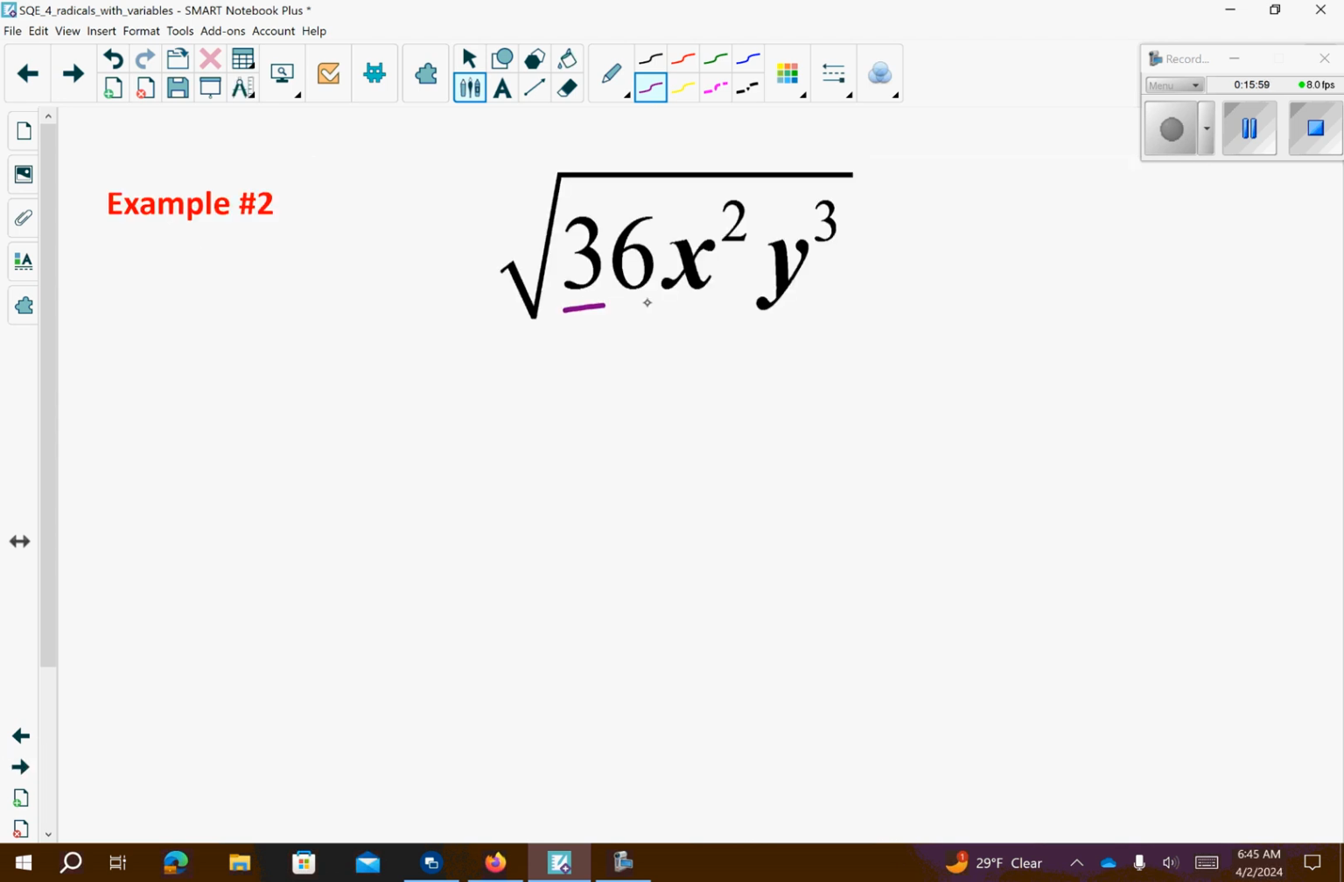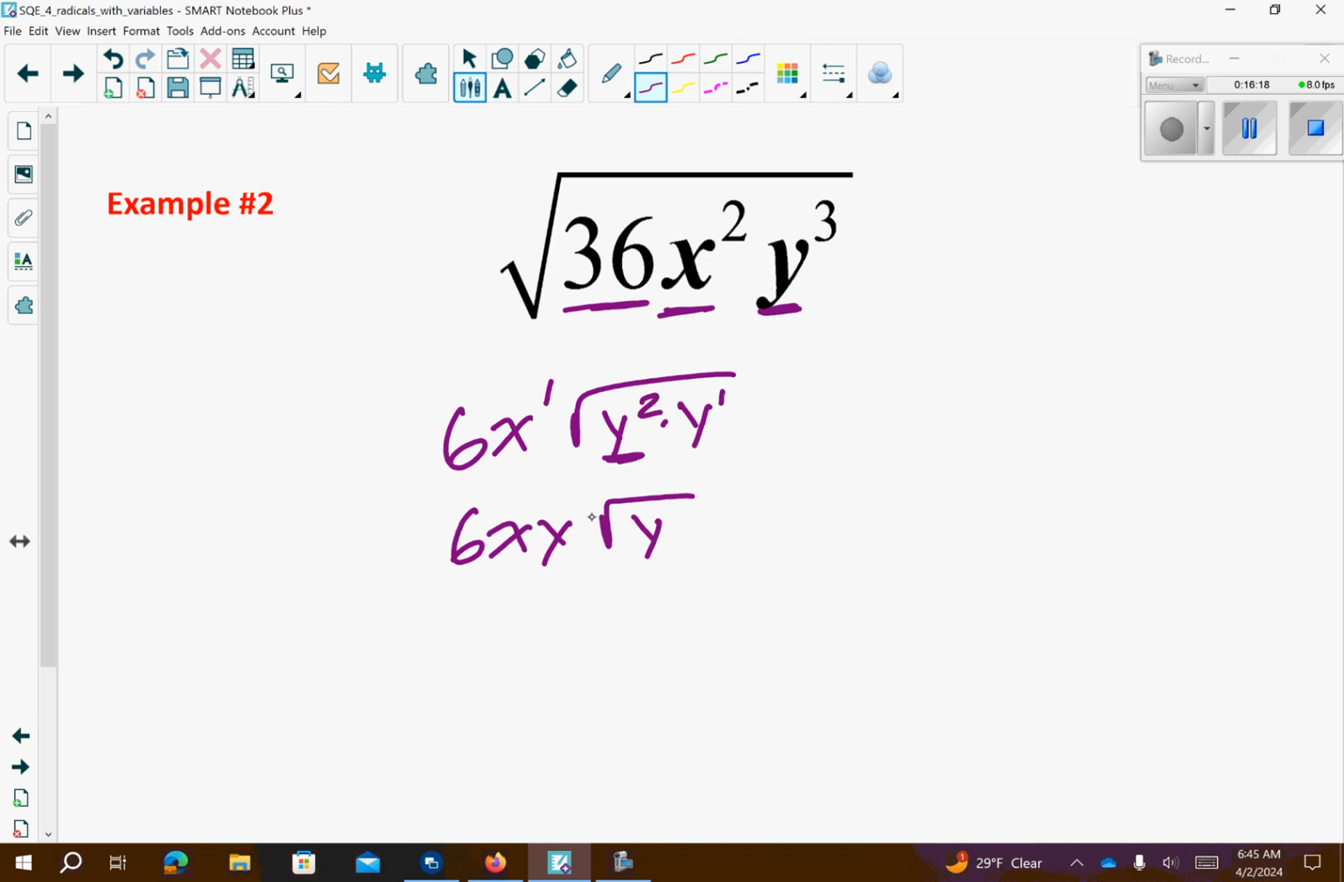Let's go ahead and do this one. Square root of 36 is 6. Square root of this is going to give me just x. I'm going to take half of it. I could put x to the first if I wanted to. And then realize this, that's going to break up to y squared times y, because if I add those together, I get that. Square root of y squared is going to just give me y, and then I'm left with that. And I could put the 1s on each one if I wanted to. I don't have to.